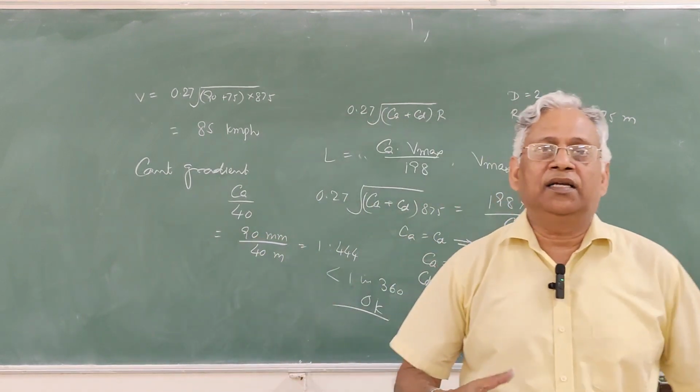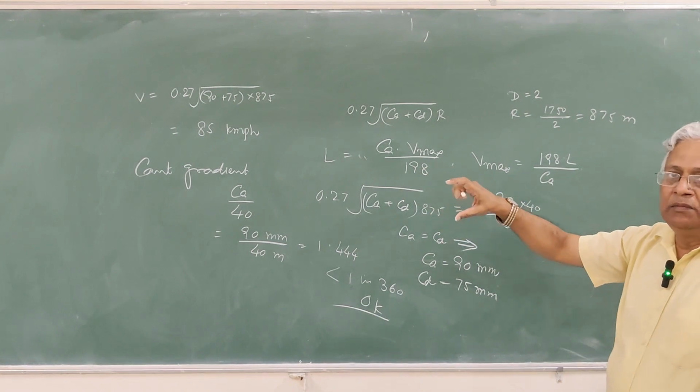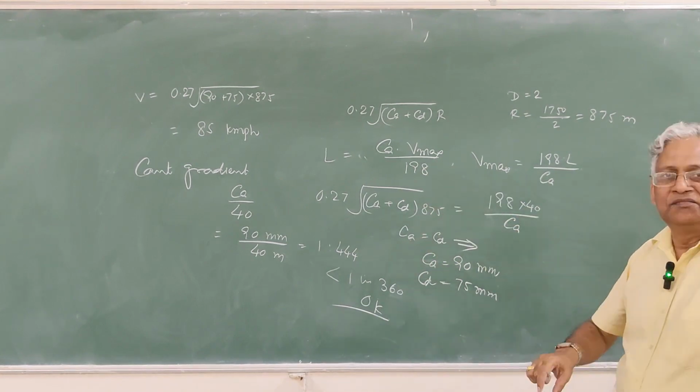Now that is how you determine speed on a horizontal curve when there is a limited transition.